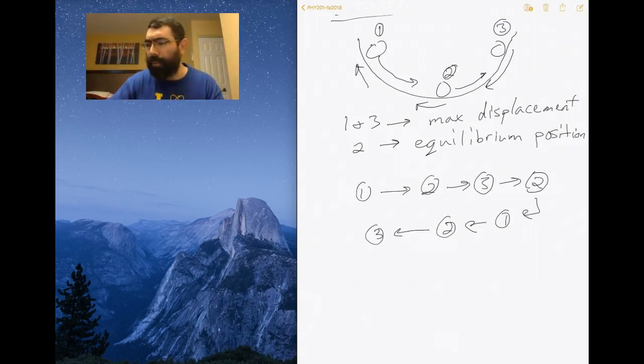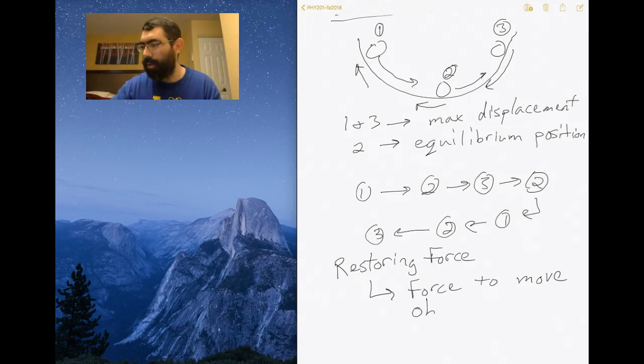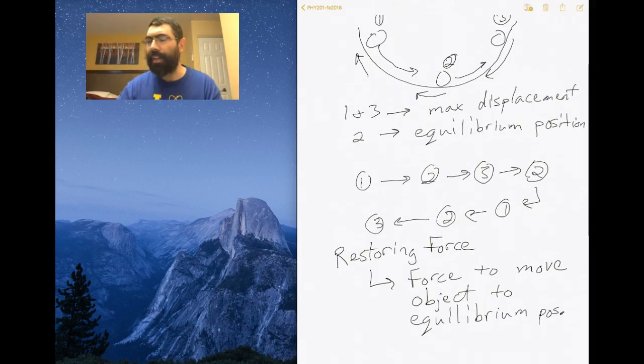And so we can also define something called the restoring force, which is going to be this force which is always going to try and bring it back to its equilibrium position. So in this case, it's gravity. Gravity is the restoring force. Gravity is pulling down on the object in the y direction, let's say.